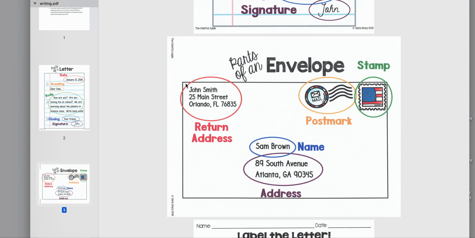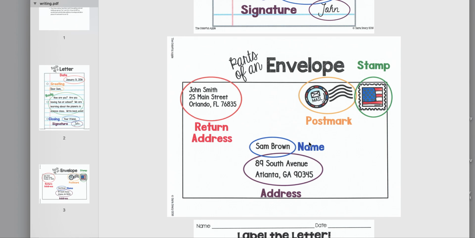So if you look here, this is our envelope, right? And in the top right corner, we're going to put our stamp. Without a stamp, they won't mail you a letter. On the left hand corner, you're going to put your return address, which is your address. So say this was John Smith, and then you would put your name and your address. So in case the letter gets lost, this is where they would return it to.